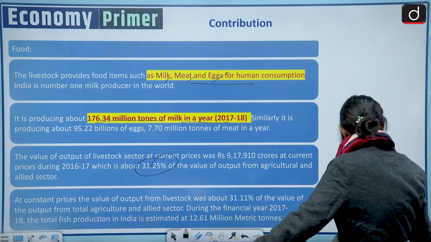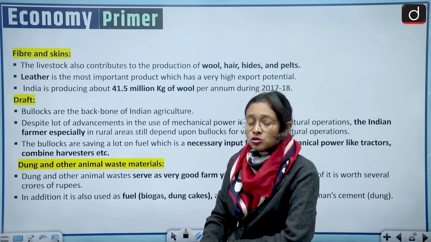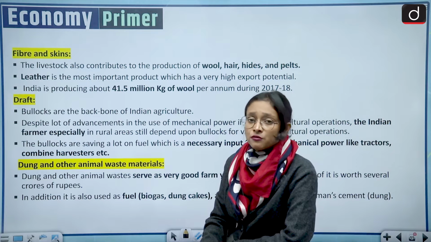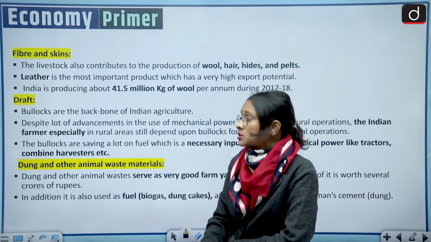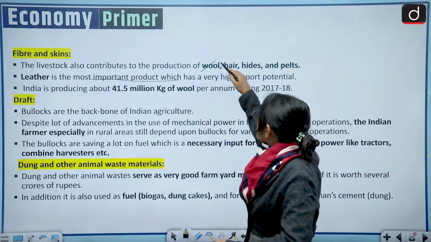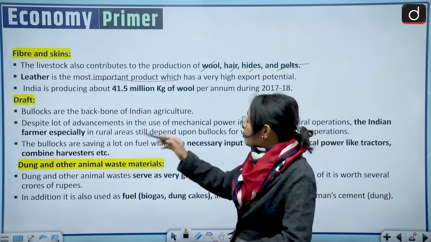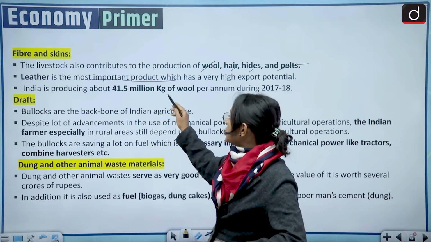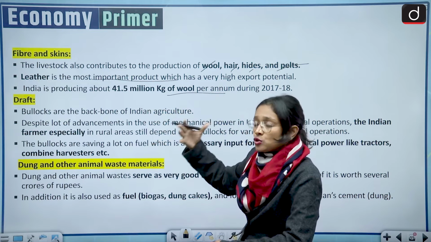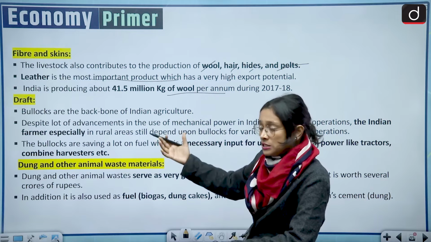Similarly, when it comes to other sectors such as fiber and skins, the animals also serve even after death. We can use their leather for our shoes, bags, belts, and different products. In terms of leather, they are the most important source, and they also provide wool, hair, hides, and pelts. India produces about 441.5 million kg of wool. Here we can see that we have a huge livestock population, but when it comes to wool production, we are not improving much in this direction.